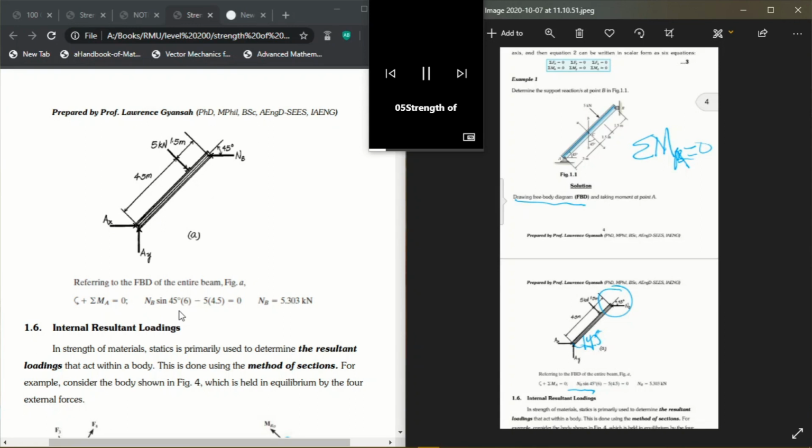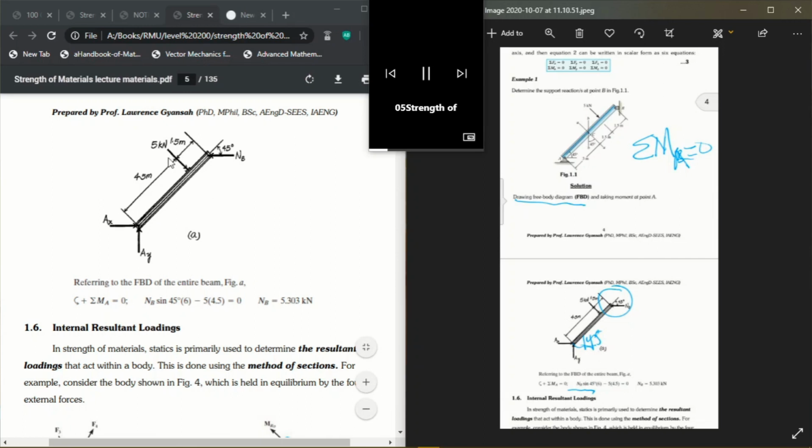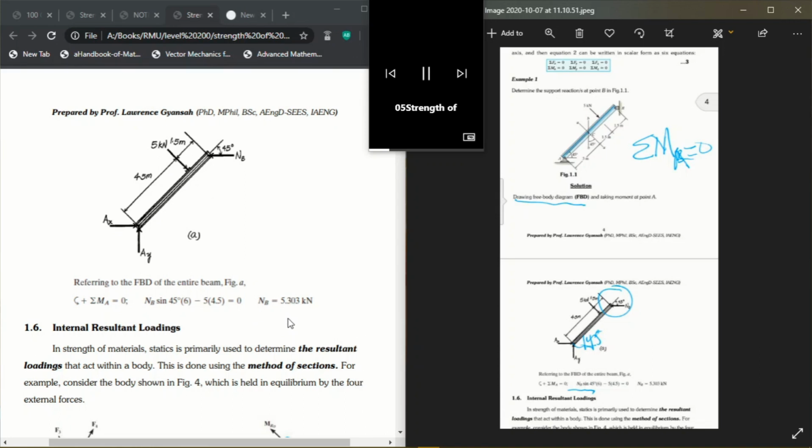If you do that, you could see clearly that you have NB sine 45 times 6 minus what? There's an external force, 5 kilonewtons. So 5 times what? 4.5 meters from point A is equal to zero. And this implies that NB will give you what? The answer there, which is 5.303 kilonewtons. This is a very simple tutorial on how to calculate the support reactions.